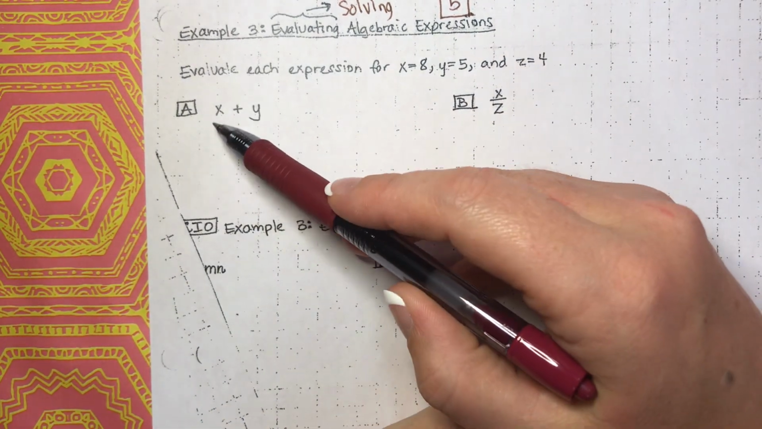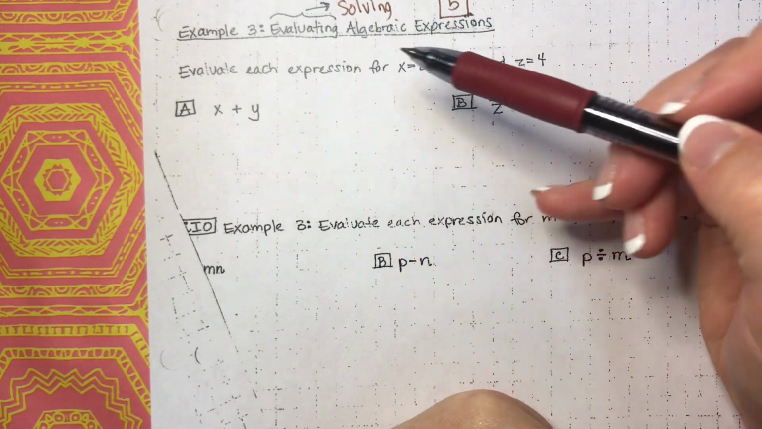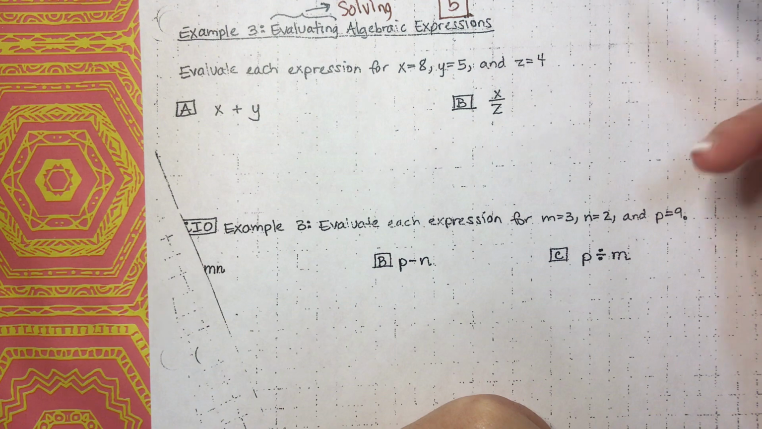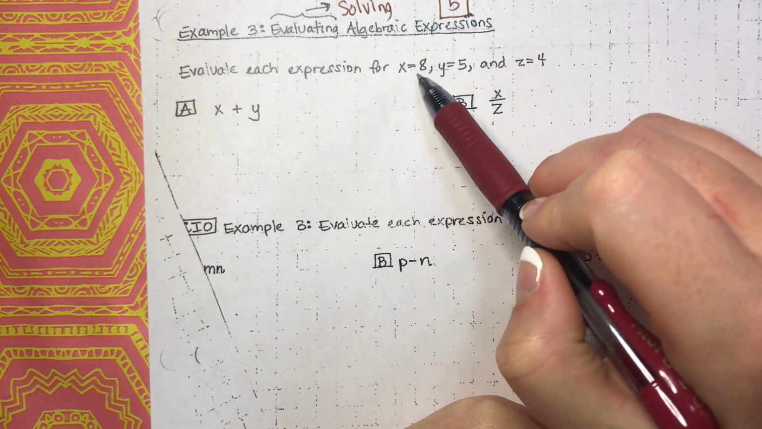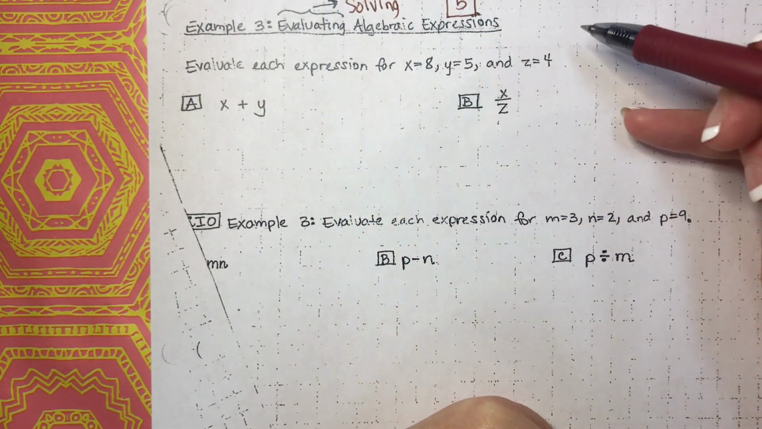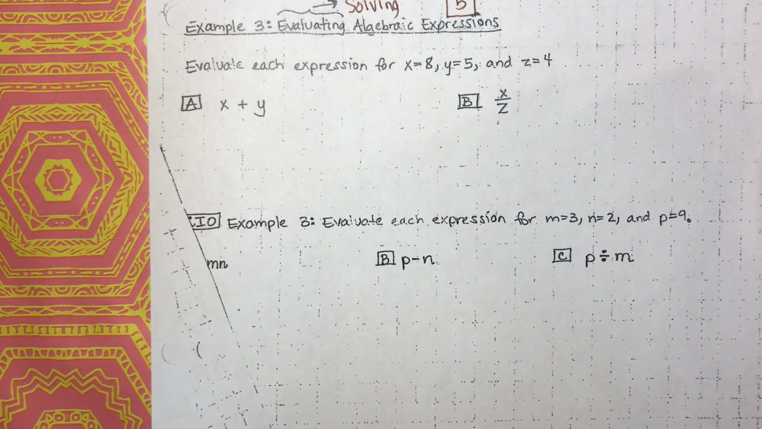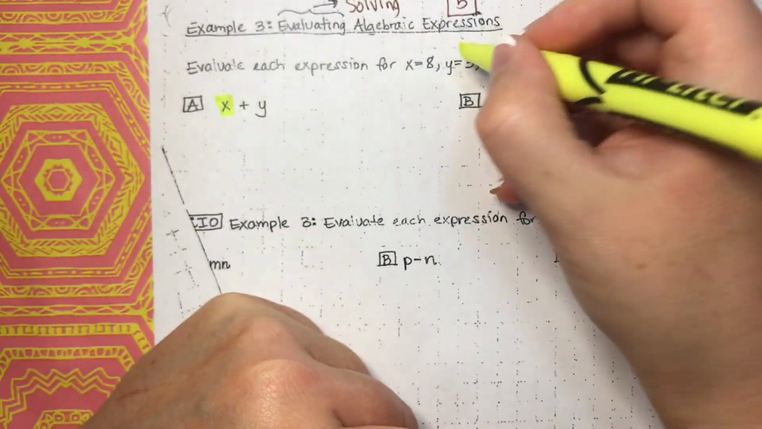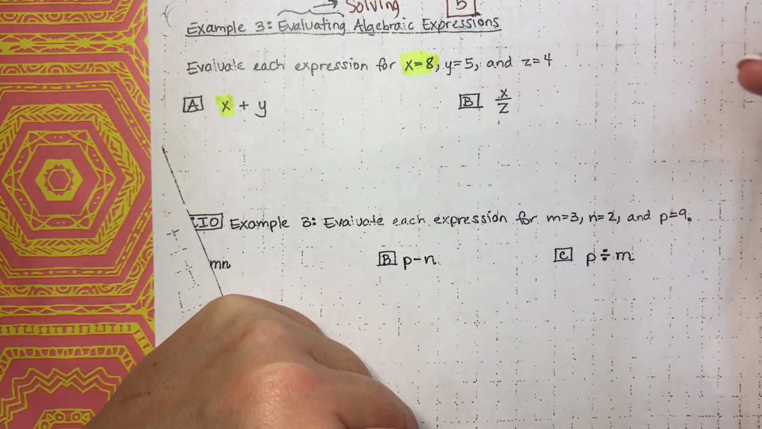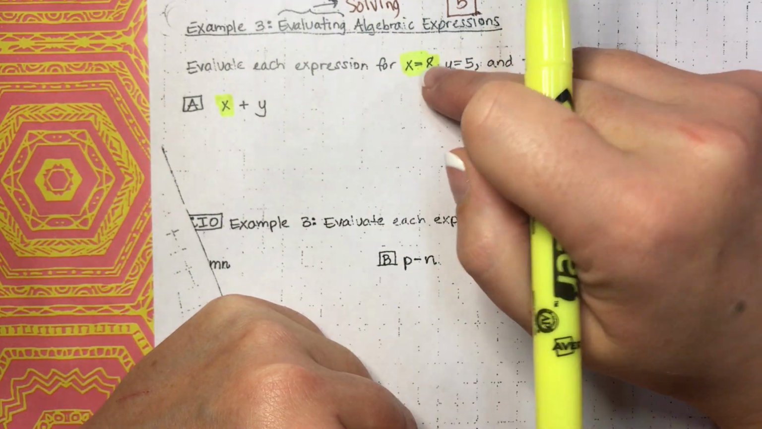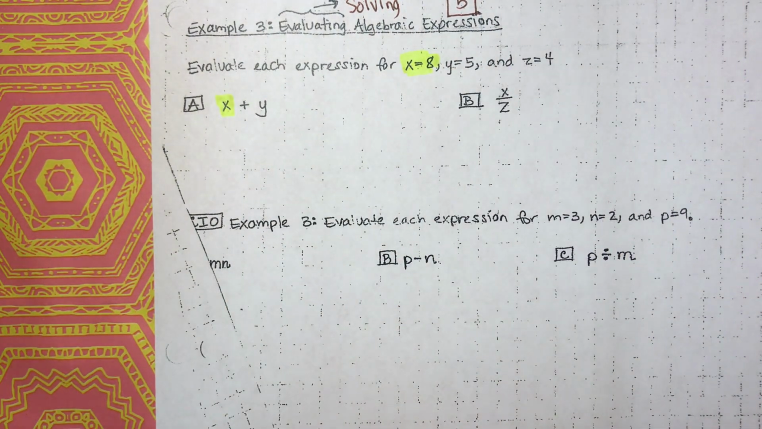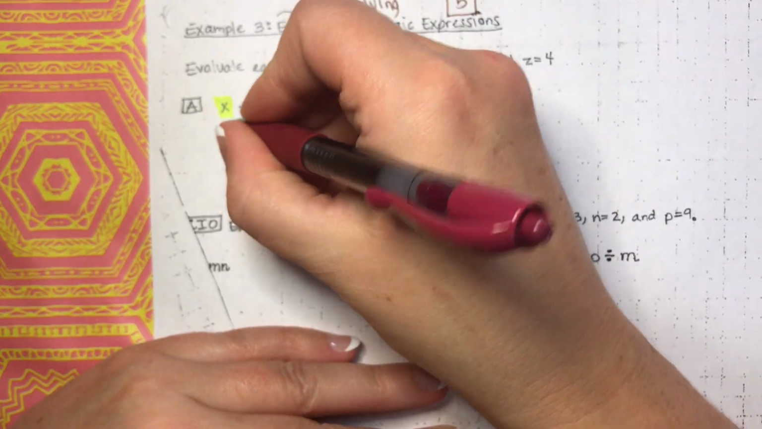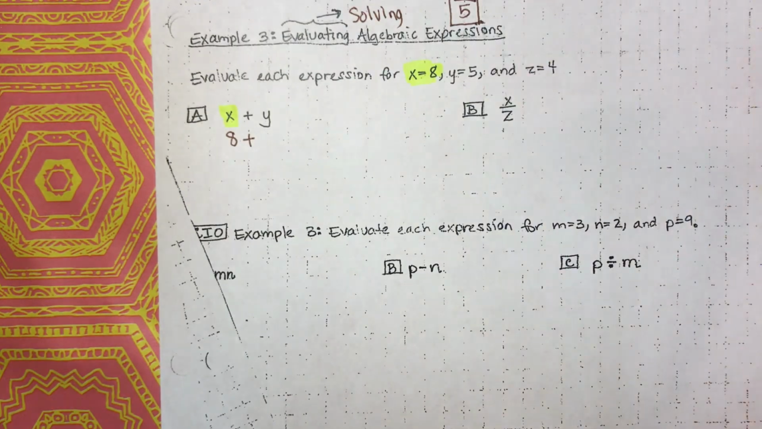So let's look here at A. We have x plus y, and that's an algebraic expression. It has an operation, and it has two letters that are being added together. It says evaluate each expression for x equaling 8, y equaling 5, and z equaling 4. If you see here, there's an x, and x is the same thing as 8. So instead of writing x, I'm going to substitute 8 in for x. So instead of writing x, I'm going to write 8 plus y.